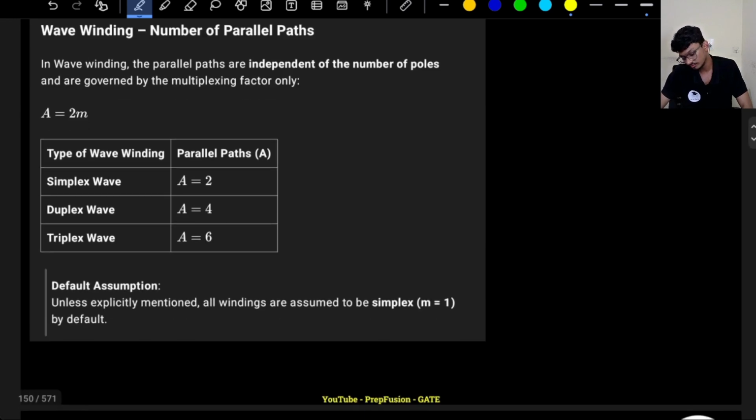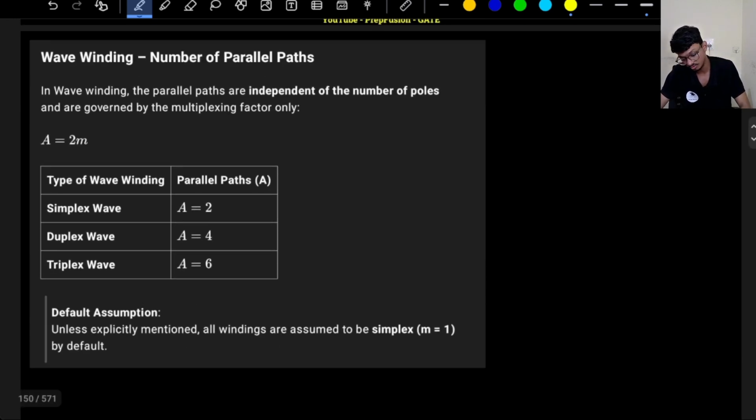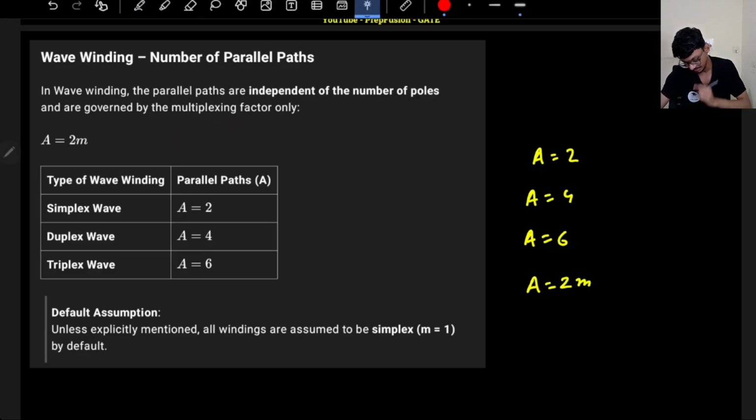In case of wave winding, if I want to use multi-layer, I always have the number of parallel paths in the simplest wave winding equal to 2. For duplex it will be 4, because I will have 2 layers. For triplex it will be 6, right? So basic formula is A equals 2 M, where M is this multiplexing factor. Unless and until specified, you will always assume anything as simplex wound, whether it be lap winding or wave winding, you will always assume it to be simplex wound.